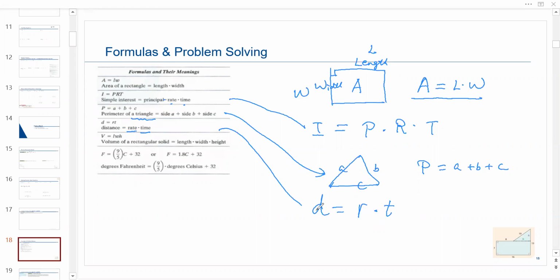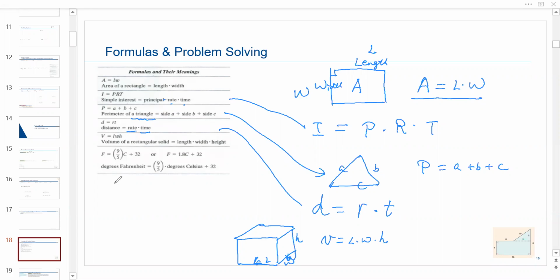And the volume of a rectangular solid. Right? So suppose here is A, here is B, here is H. Sometimes length, width, or H. So the volume of this one is the base, which is L times W, and times H again. You get the volume out of here.